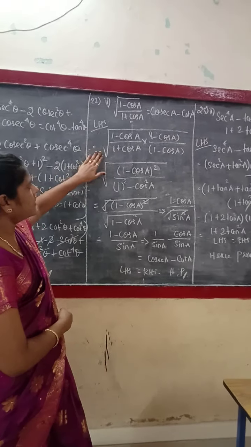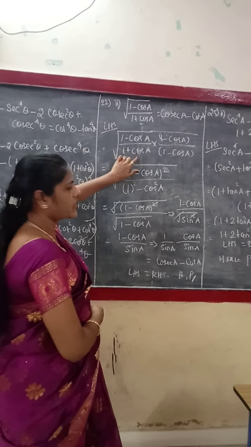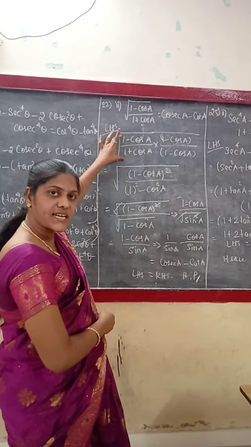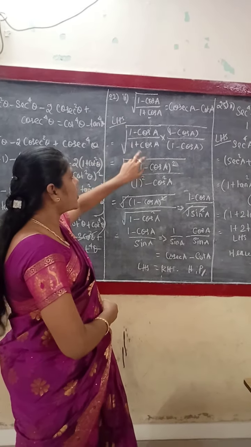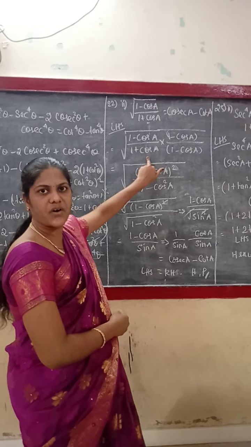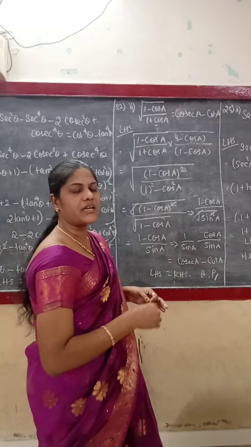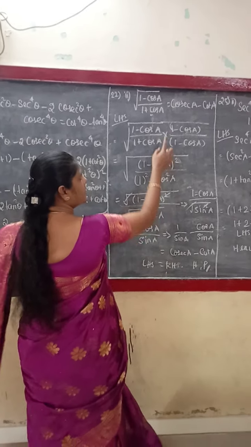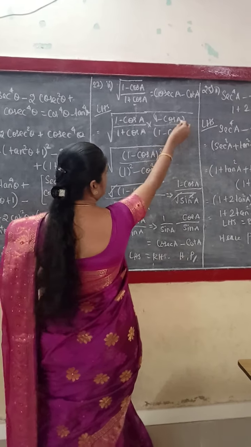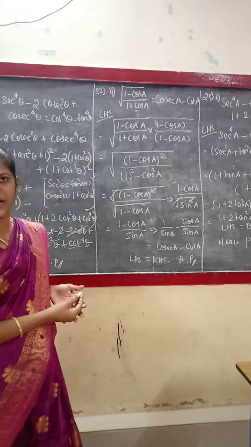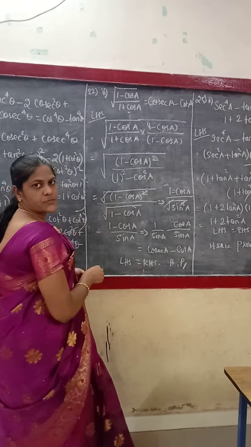What is the left hand side? Keep it in your mind: square root of (1 minus cos A) divided by (1 plus cos A). It's a rationalization, so we need to take a conjugate. Now what's the denominator? 1 plus cos A. How do you take the conjugate? 1 minus cos A. So both the numerator and denominator we multiply by 1 minus cos A, so 1 minus cos A divided by 1 minus cos A. Now 1 minus cos A into 1 minus cos A is (1 minus cos A) the whole square. In the denominator, (A plus B) into (A minus B), so A square minus B square.